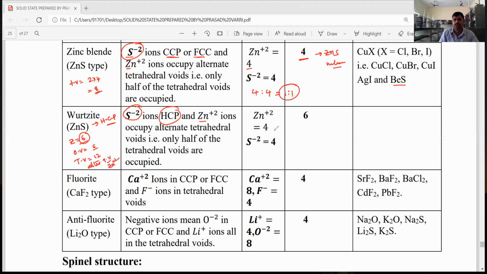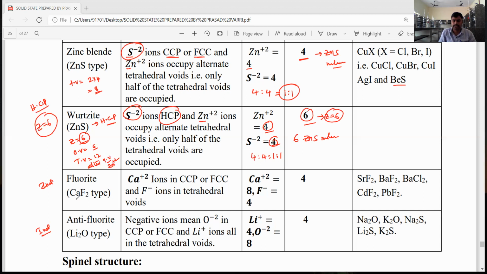Then the ratio is 4:4 only. Sorry, the coordination number of Zn2+ is 4 and S2- is 4, so the coordination number ratio is 4:4, which equals 1:1. But the unit cell constant Z is equal to 6 for HCP. That's why the number of formula units in the unit cell of wurtzite is 6, because Z is equal to 6. So 6 ZnS molecules are present. Okay, and another one, these two are very important: fluorite and anti-fluorite.